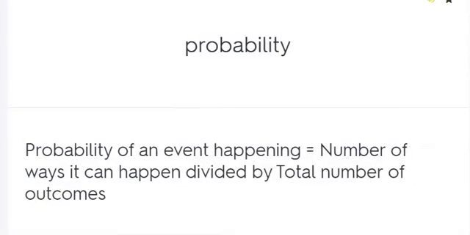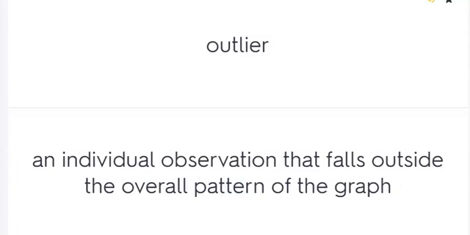Probability. Probability of an event happening equals the number of ways it can happen divided by the total number of outcomes. Outlier: an individual observation that falls outside the overall pattern of the graph.